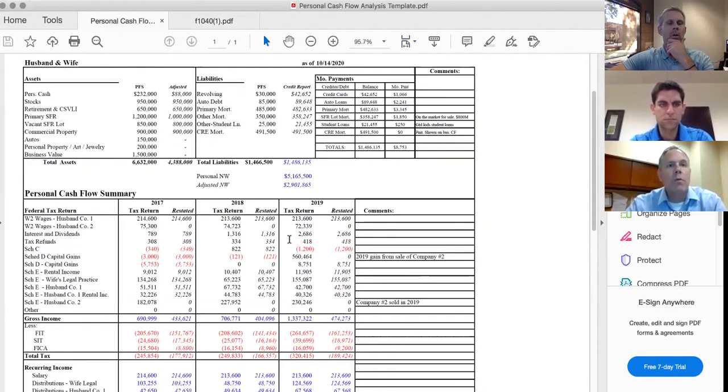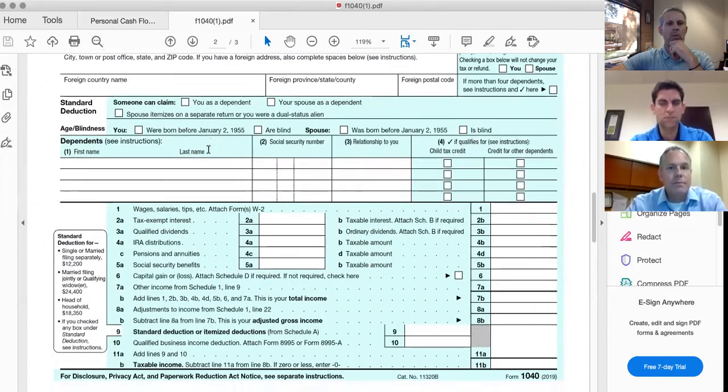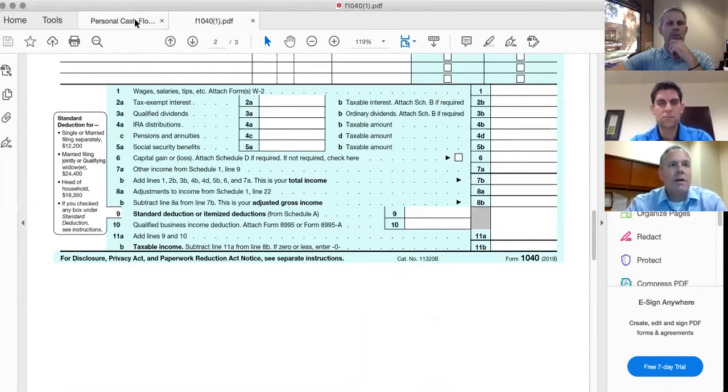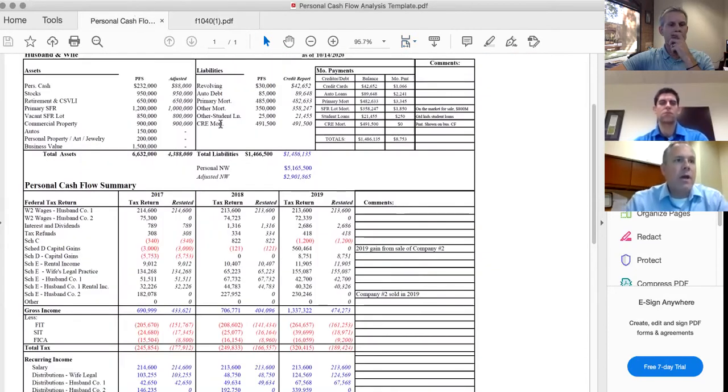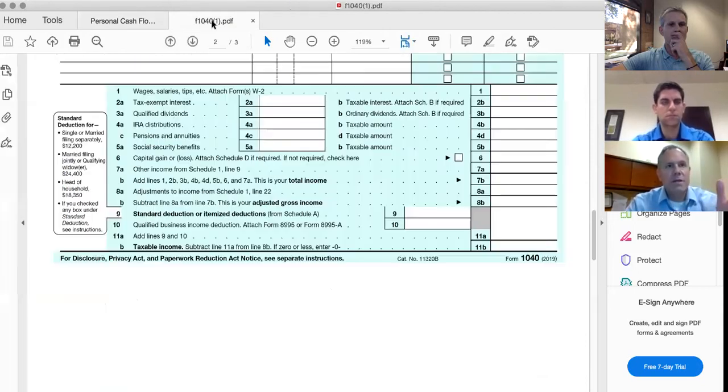Right. Oh, were you going to the actual tax returns? Yeah, as you go through it, I was just going to toggle back and forth. So, for example, going down to the personal cash flow summary, you have W-2 wages for husband. That's from his first company, and he took wages from his other company. So those you see are his wages, and those can be taken from line 1. Line 1, that's where you'd pull it from, right?